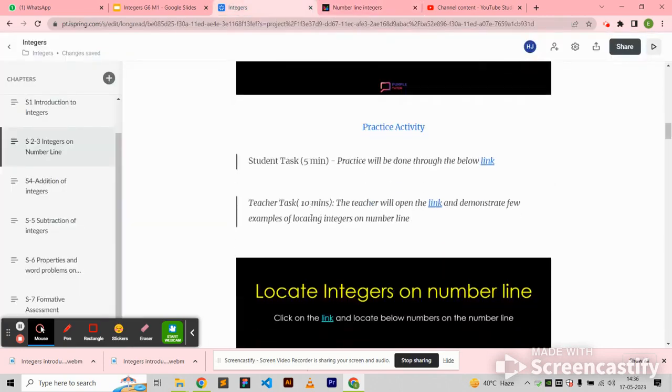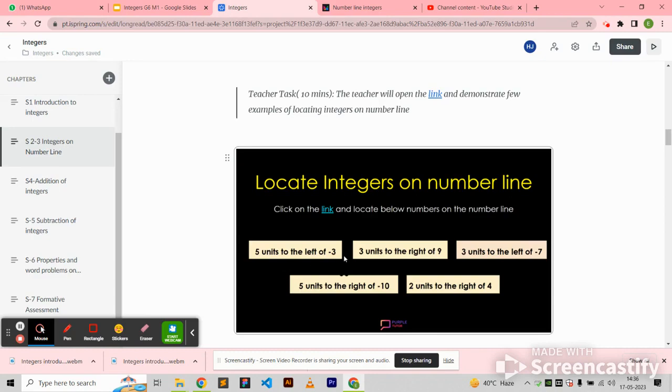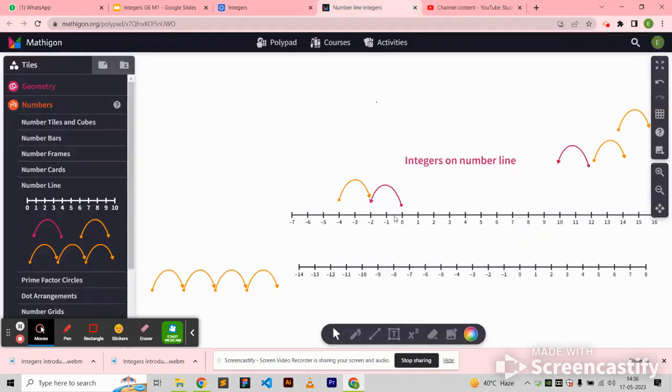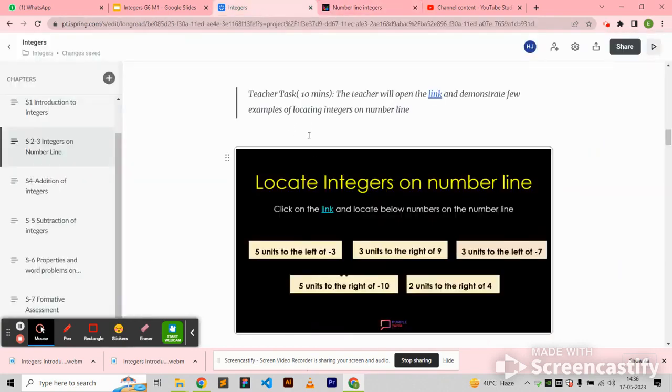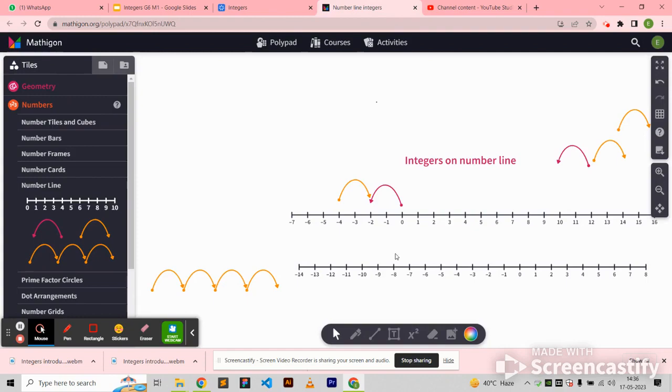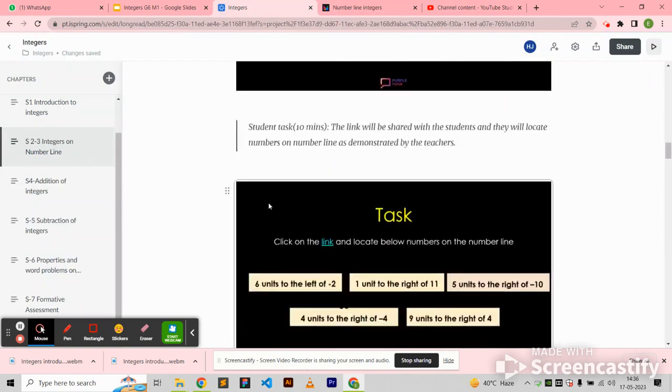After locating, okay, so you have to use 5 units to the left of minus 3, 3 units to the right of 9. So like this, you have to locate over here on the number line, going towards the right and going towards the left. So 5 units to the right of minus 10. So see, you have to go from minus 10 towards the right, means over the other side. So step by step, you can copy from here and put it over here. So like this, you can use this to explain the integers on the number line.